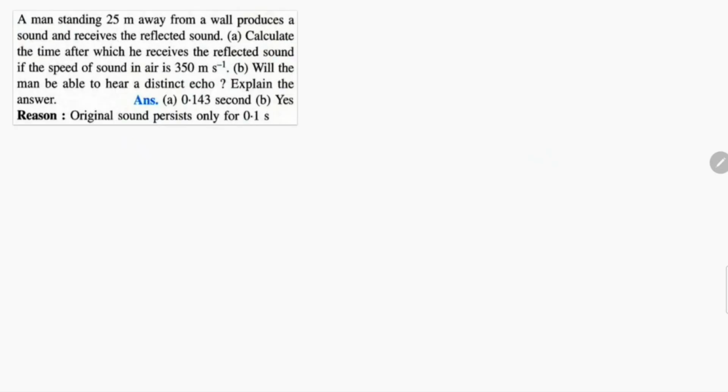A man standing 25 meters away, distance 25 meters, produces sound. Calculate the time after which he receives the reflected sound. This time is asked. Speed of sound is given to you, 350 meters per second. So V is equal to 2D by T. They have asked you time, so time is equal to 2D upon V.